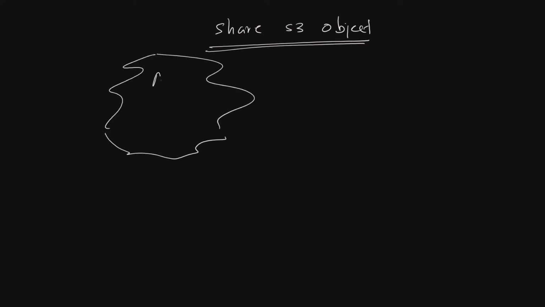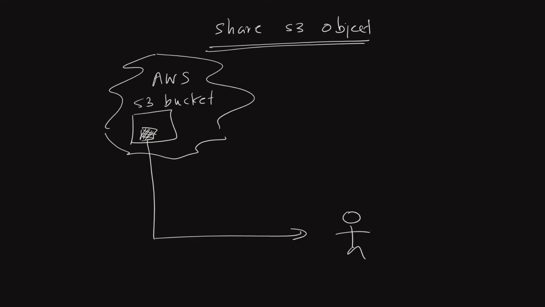Hi guys, in this video I'm going to show you how to share an S3 object with someone outside your AWS account. So let's assume you have an AWS account where you have an S3 bucket, and in this S3 bucket you have some object. It's a file, image file, CSV file or database backup, something like that. You want to share it with someone outside the AWS account.